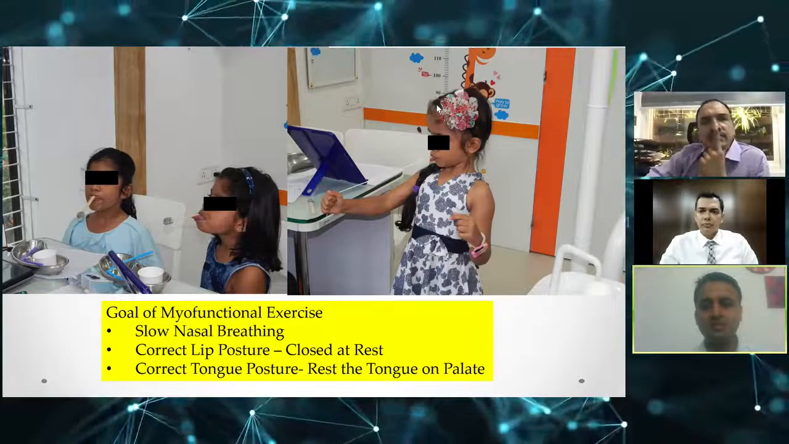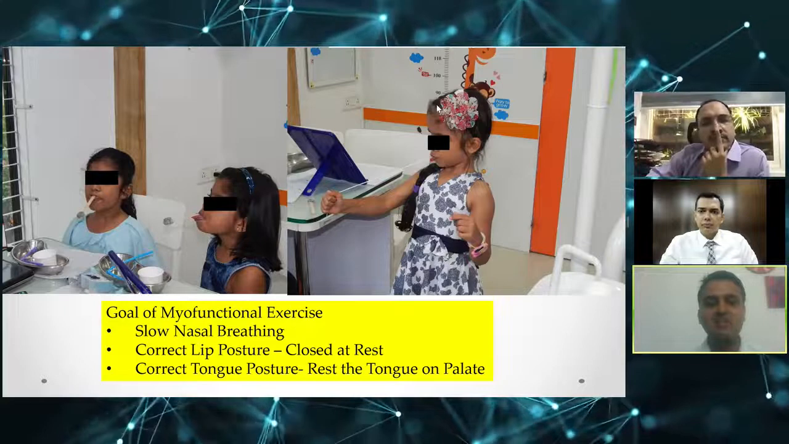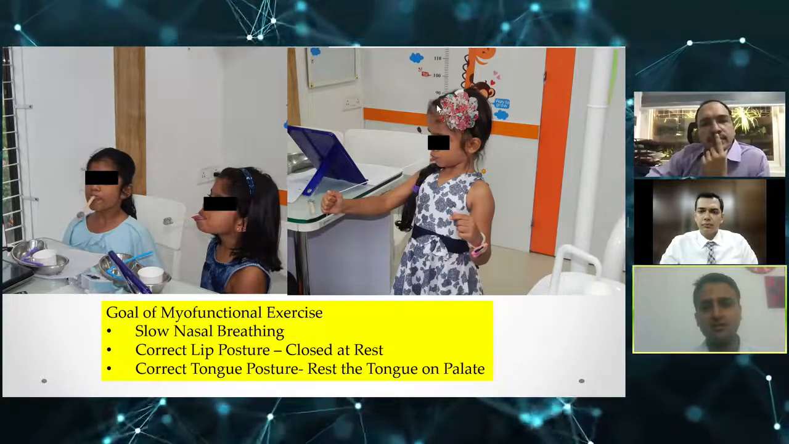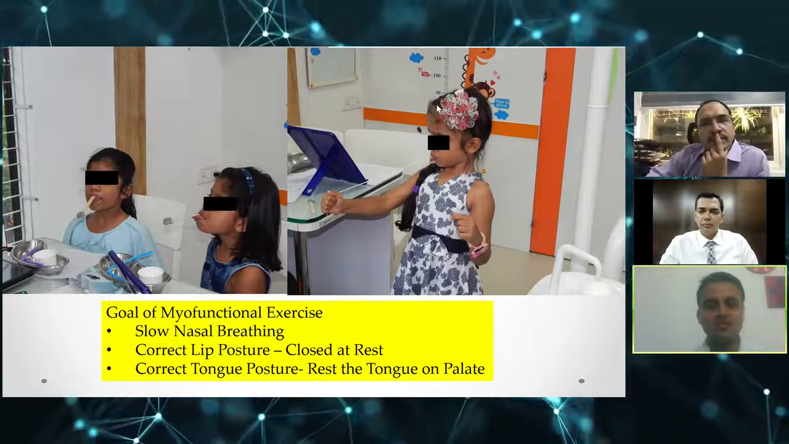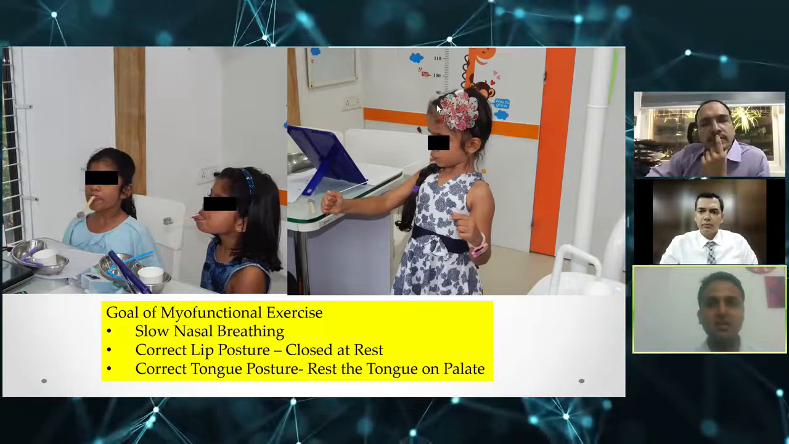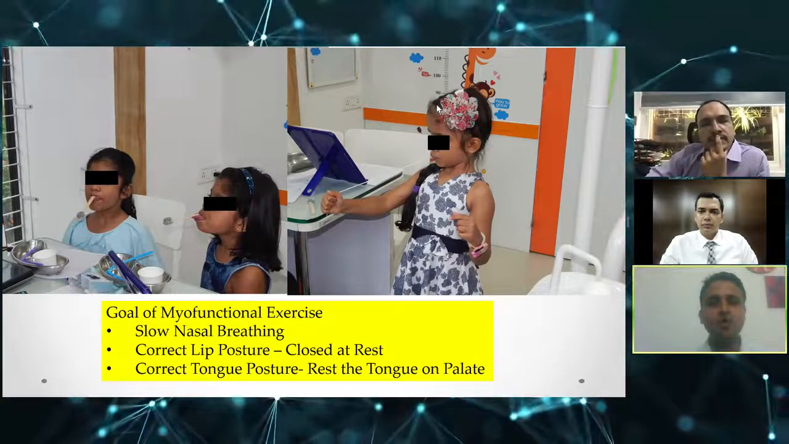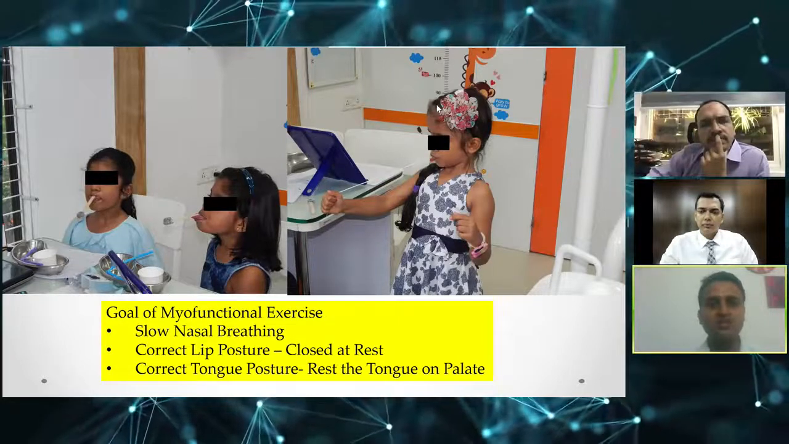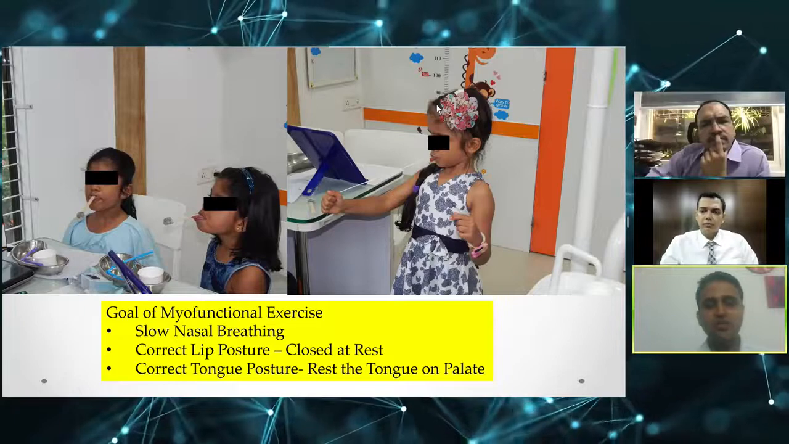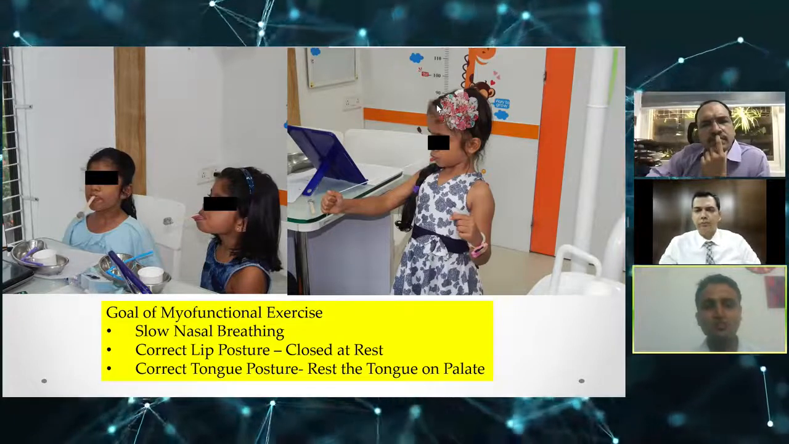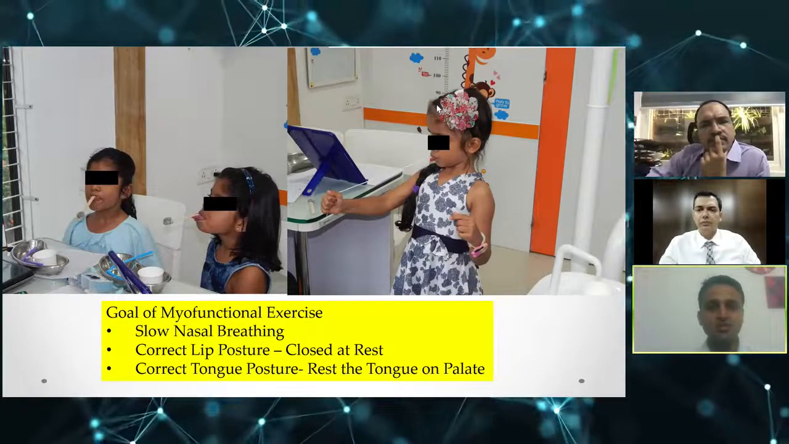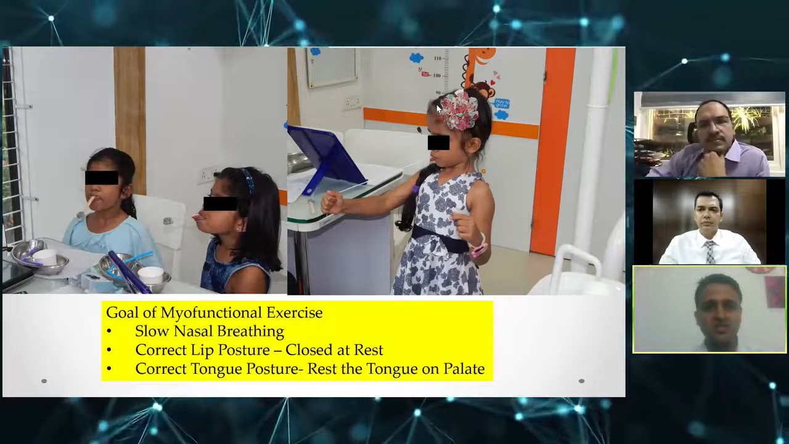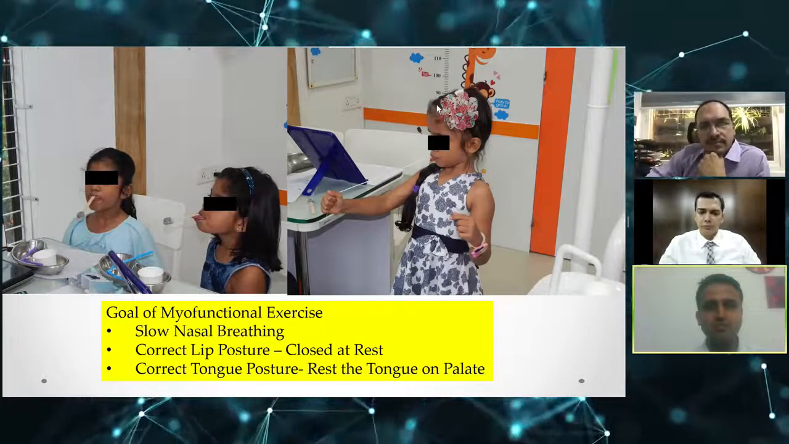The exercises of the tongue help to keep the tongue on the palate, which is the resting posture of the tongue. The majority of kids with SDB have a low tongue posture and they tend to block the airway while sleeping, which leads to SDB. So improved tonicity of the tongue helps to get the correct tongue posture. It's like physiotherapy after any orthopedic operation or any bone operation we do.